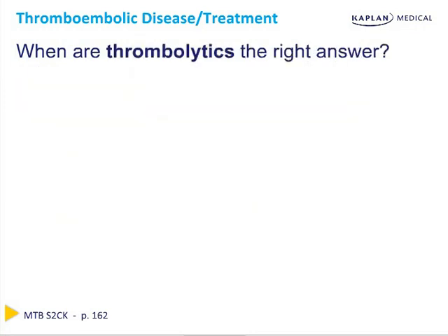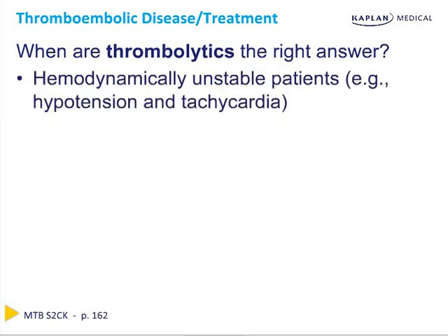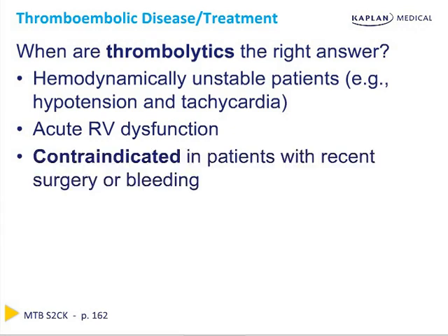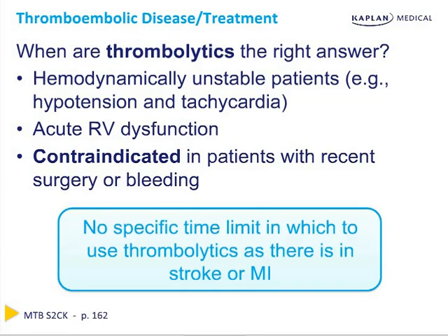Similarly, when are thrombolytics the right answer? Really, only in 2 situations. One, if the patient is hemodynamically unstable. By that, we mean the presence of hypotension and tachycardia. Similarly, if the patient has acute RV dysfunction, thrombolytics are indicated. These are contraindicated in a patient with recent surgery or recent bleeding. Remember, there is no specific time limit in which to use thrombolytics for PE like there is for stroke or acute MI.